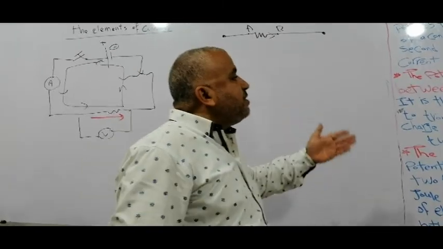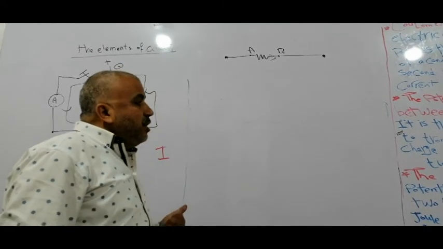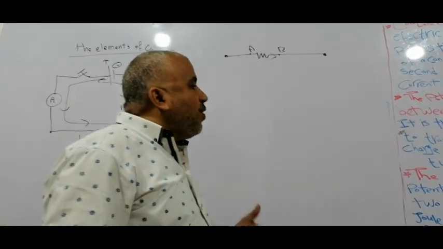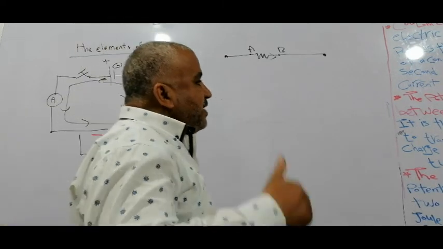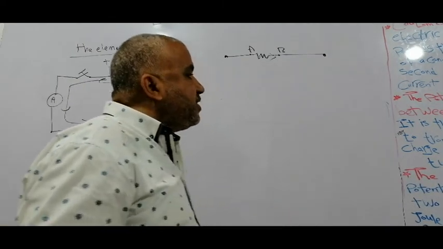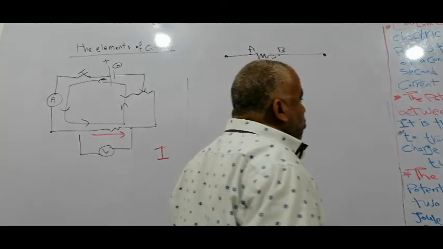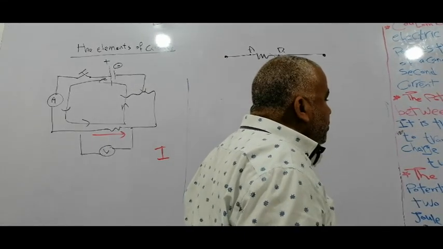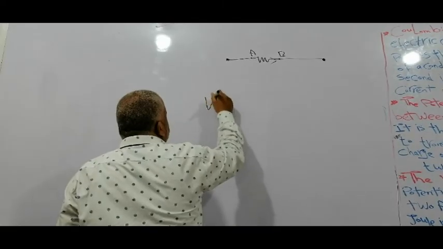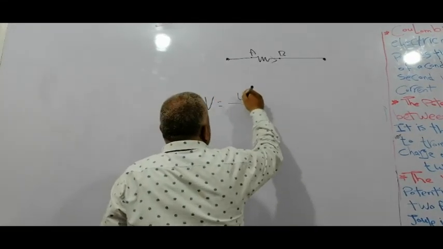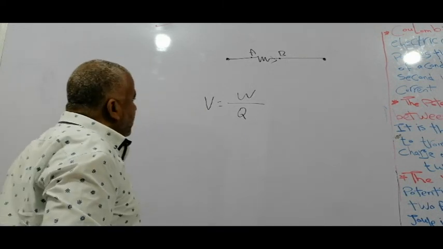So the potential difference between 2 points is the work done of 1 joule to transfer a quantity of charge of 1 coulomb between 2 points. Voltage difference equals the work done to transfer 1 coulomb.